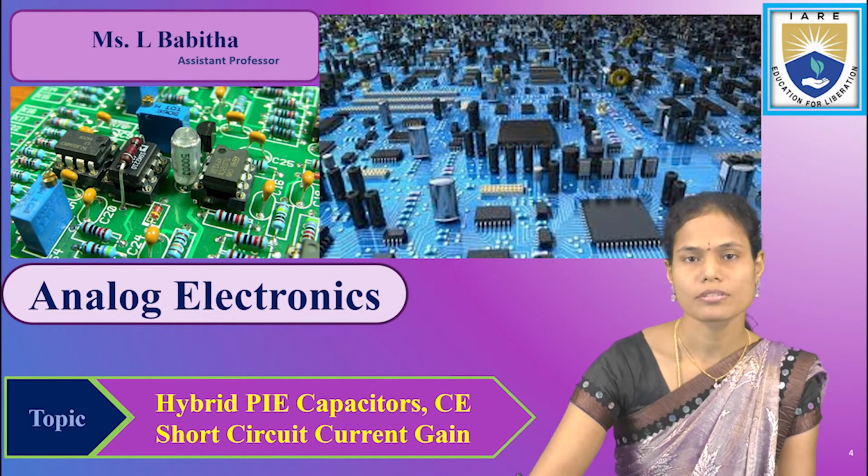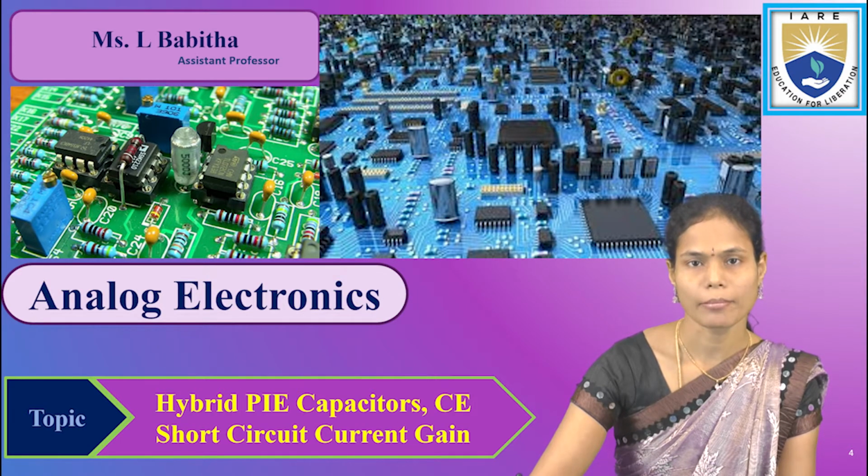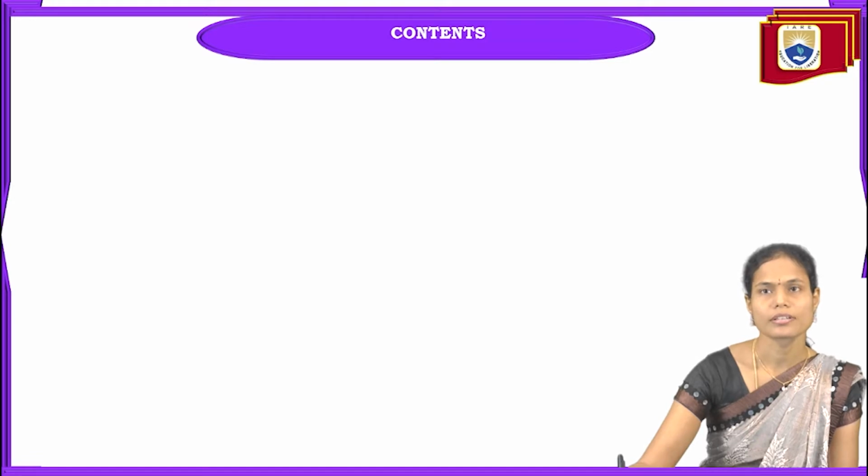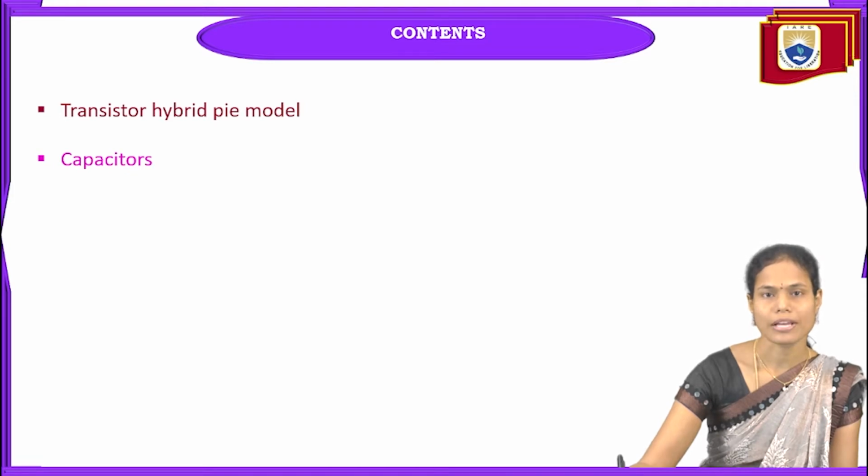In this session, I am going to discuss the different capacitors which exist in the hybrid pi model and also the short circuit current gain of the hybrid pi model. Regarding the contents, I am going to revise a few points related to the hybrid pi model that we discussed in the last session, and the conductances we derived in the previous session. Next, I will discuss the capacitors which exist in the hybrid pi model and the common emitter short circuit current gain of the pi model.